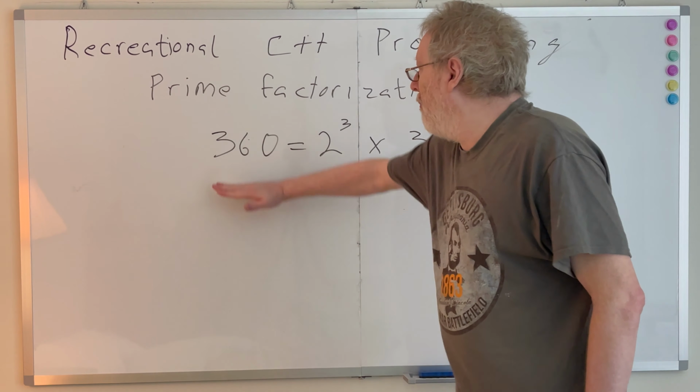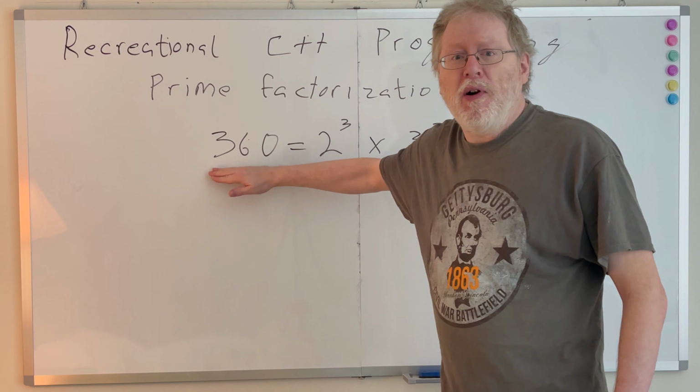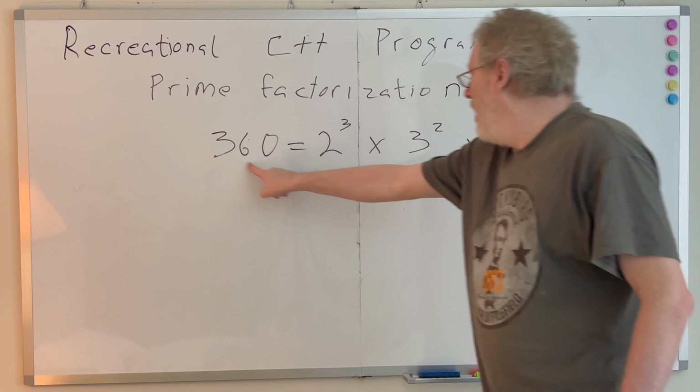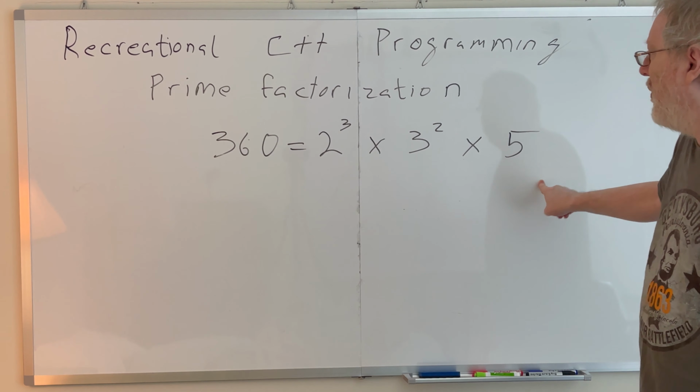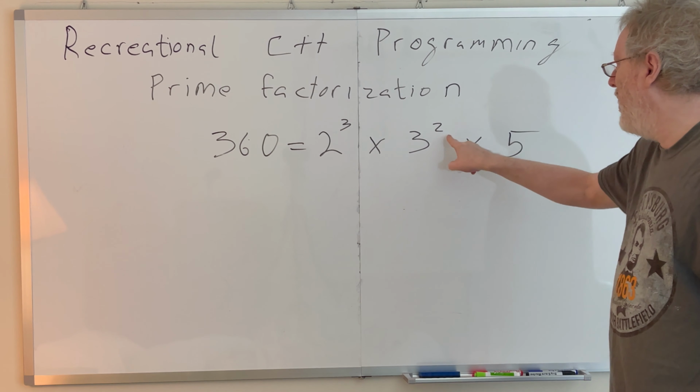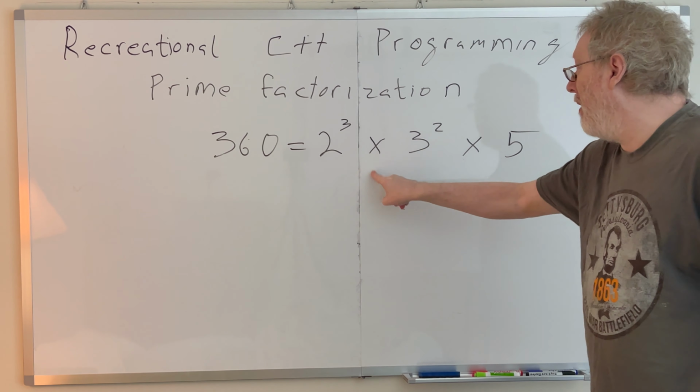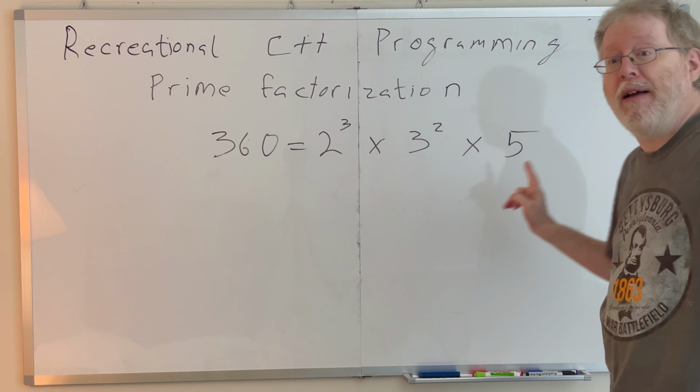So, 360, a common number, 360 degrees in a circle. It factors down to 2 cubed times 3 squared times 5.